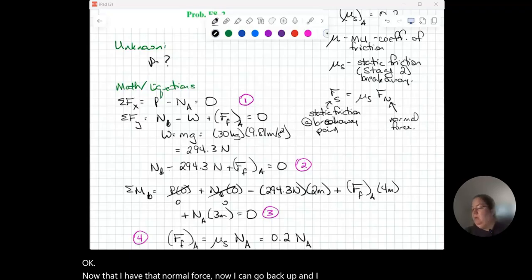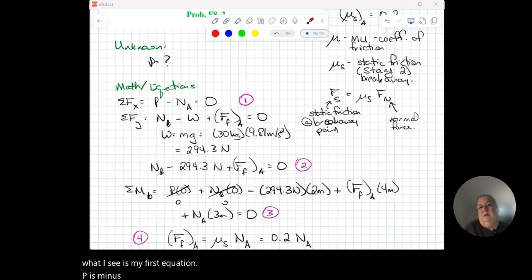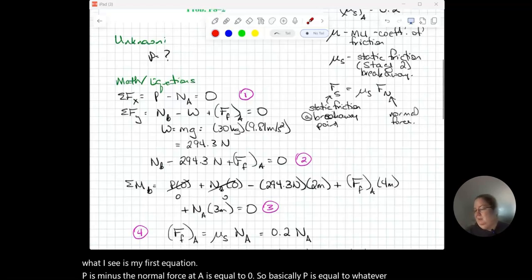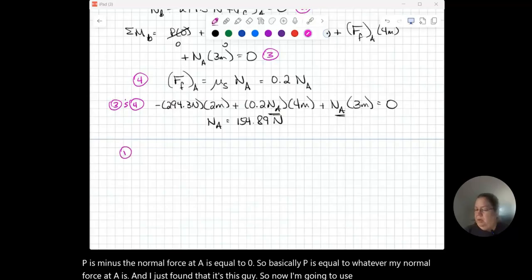Okay. Now that I have that normal force, I can go back up and take a look at my first equation: P minus the normal force at A is equal to 0. So basically P is equal to whatever my normal force at A is. And I just found that. It's this guy.